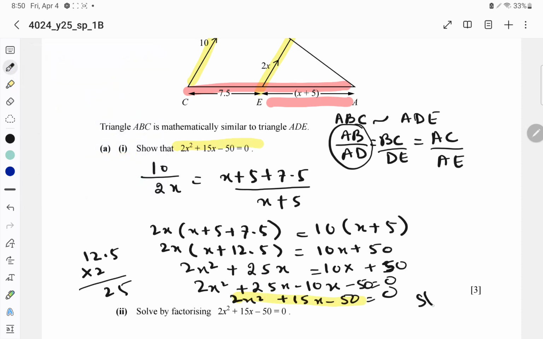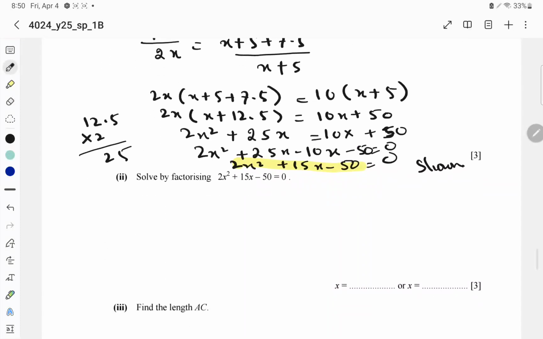All right, 3 marks question. Solve the following. We try to factorize first. 2 times 50 is 100, and the two numbers must have a difference of 15. So 100: 2 times 50, no; 4 and 25, no; 5 times 20, 20 times 5 is 100, and if we subtract them, it will be 15.